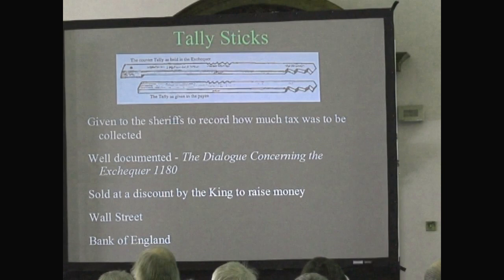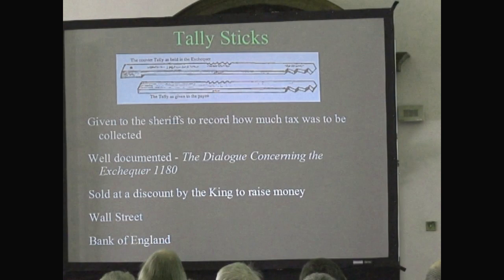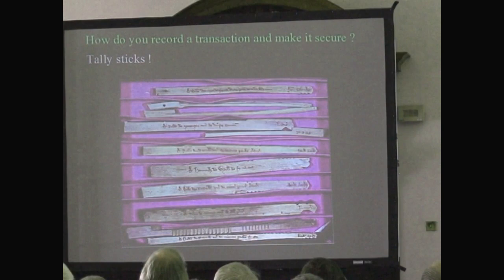Also, it's said that Wall Street was founded where it is because there's a tree. There was a huge tree at the end of that street, and you can chop the branches off the tree to make tally sticks. And the Bank of England used them until a surprisingly late time. So these are important documents, and what have we got here? Oh, here's a picture of some of them. The amount of money owing, and who is owing it, and so on, was written on the tally stick.